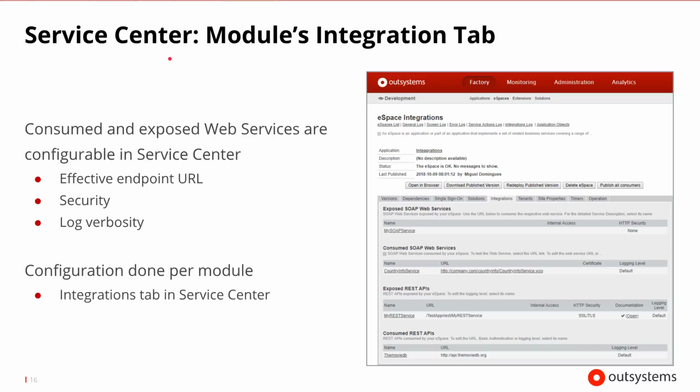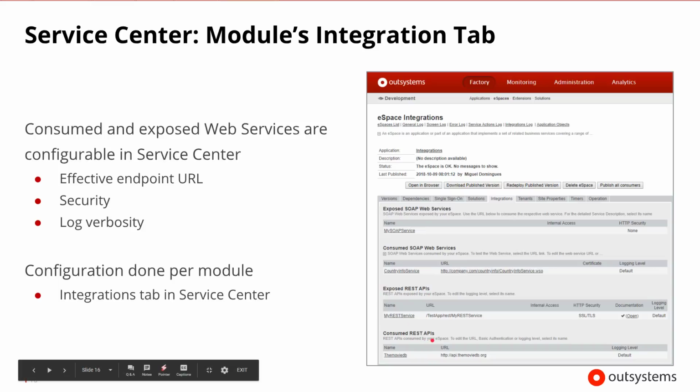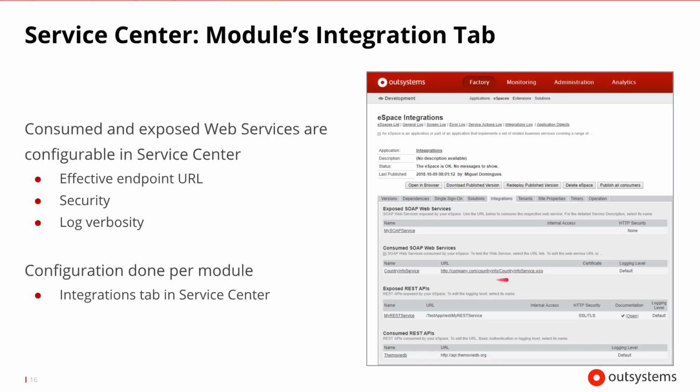So inside of Service Center, if we go to the factory, we can go inside of the eSpaces area, which is the module area, and if we looked for the modules, we could go ahead and find our module, and if we looked inside of our module, we'd be able to find under the Integrations tab all of the exposed web services, the consumed web services, the exposed RESTful APIs, and the consumed RESTful APIs. And there are some details here about all of these. Things like what is the effective endpoint or URL that we're calling or that we've produced and are exposing. What type of security are we using, and is there any certificate that's needed?